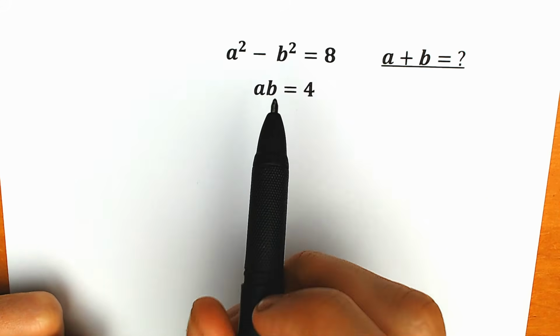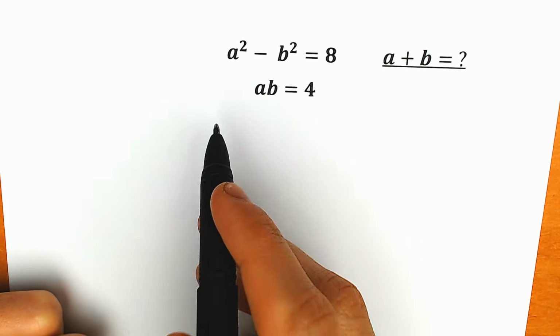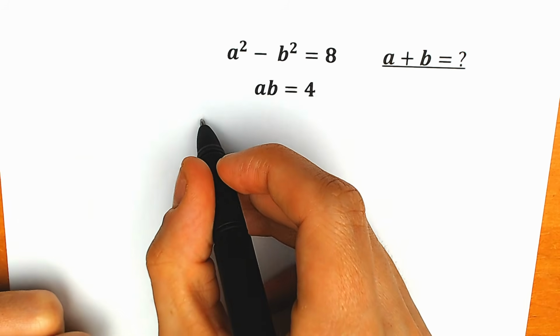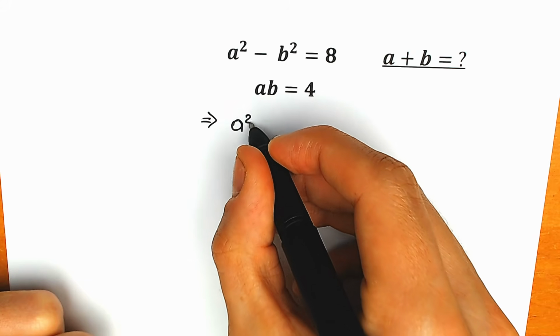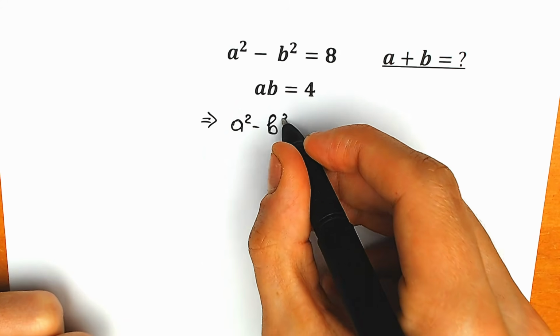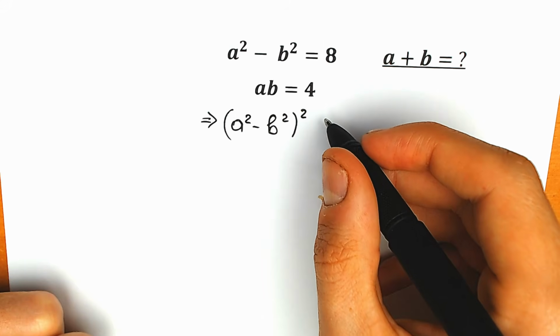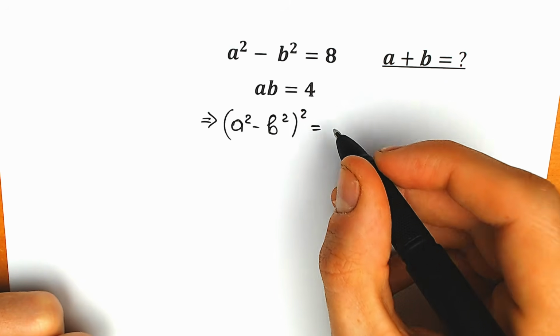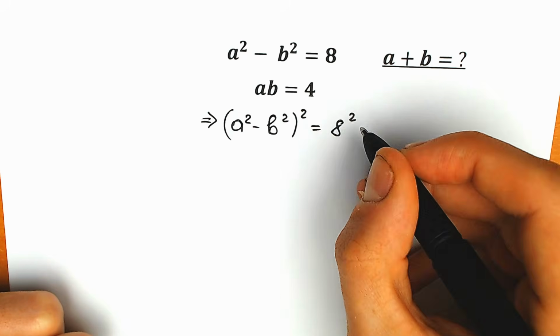Okay, so let's start. First of all, let's raise this first equation to the second power. So let's square both sides. On the left side, we have a square minus b square, so we raise this to the second power. This is our left side. And of course, we need to raise our right side, so 8 square. Right now, let's simplify it.